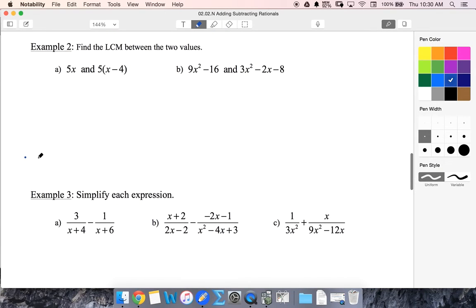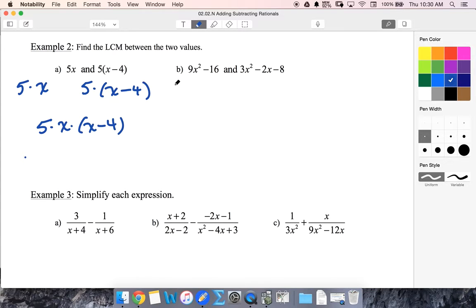Least common multiple between 5x and 5 times x minus 4. Well, that first one is 5 times x. This one is 5 times x minus 4. So they both have a 5 in common, but they need to have everything in common. So this needs to have an x added, and this needs to have an x minus 4. So 5 times x times x minus 4 is going to be my least common multiple.